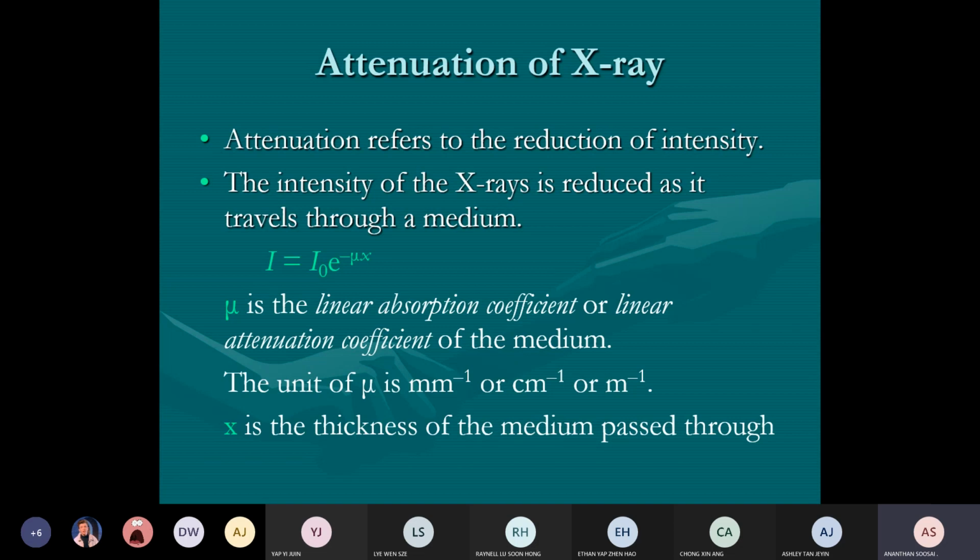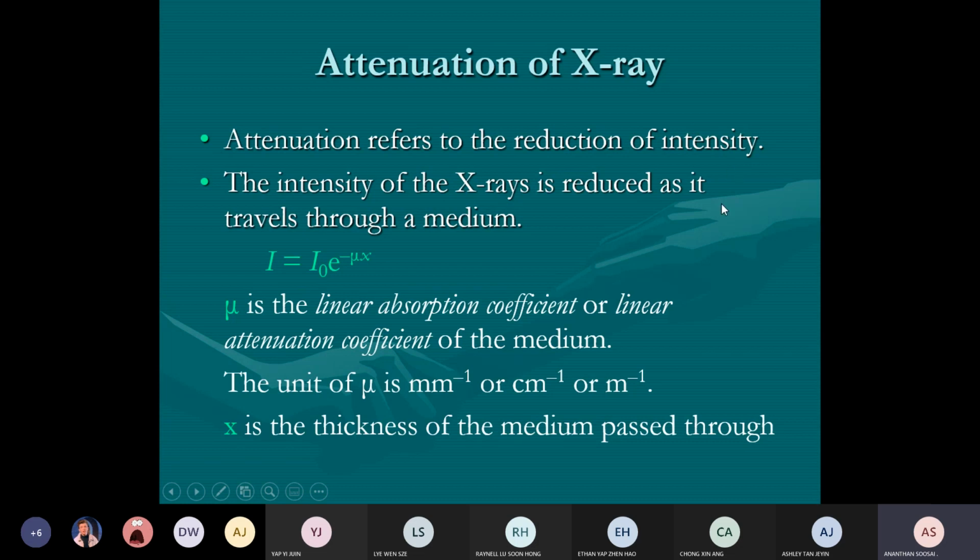In X-ray also they use that term. In X-ray, attenuation refers to reduction of the intensity of X-ray. When the X-ray gets into the body and travels through a certain thickness of soft tissue, let's say, the X-ray beam received and emitted will be different.